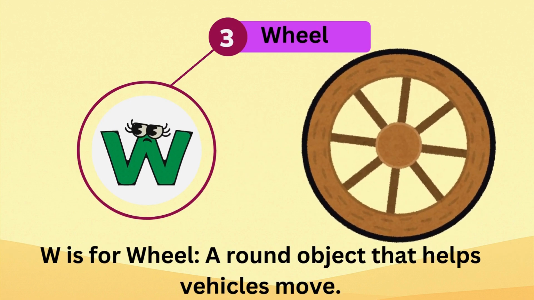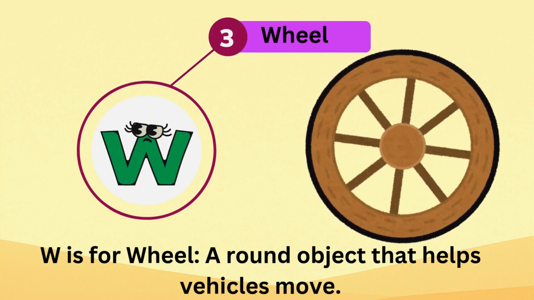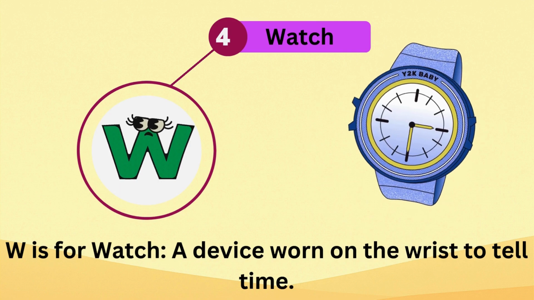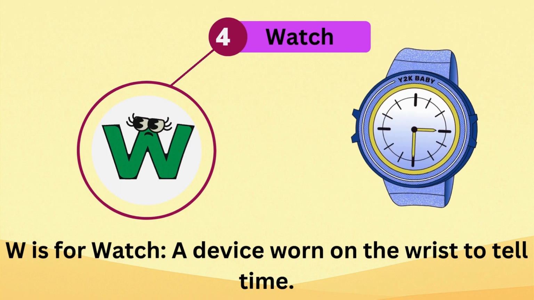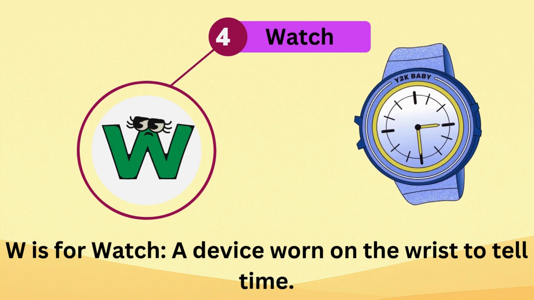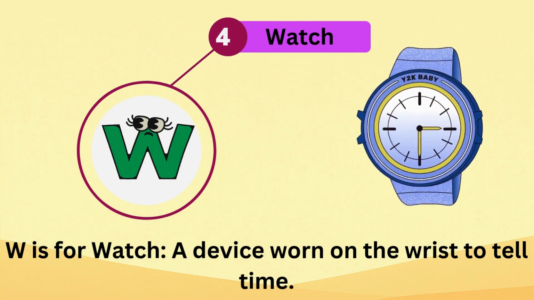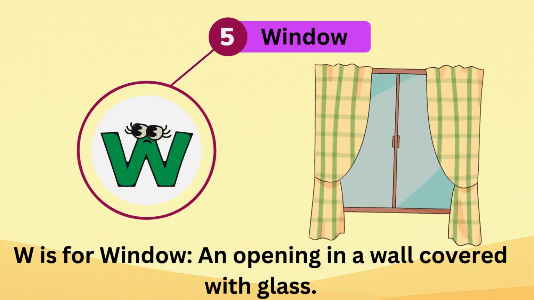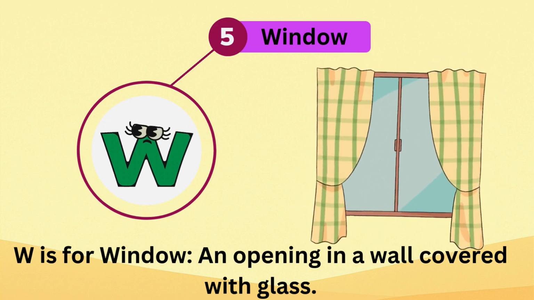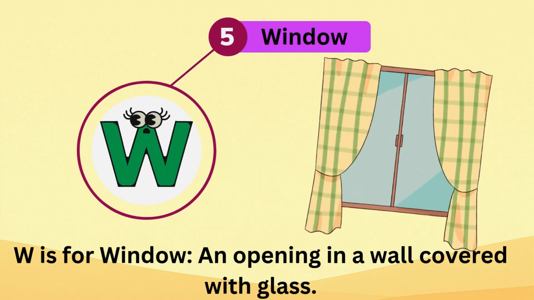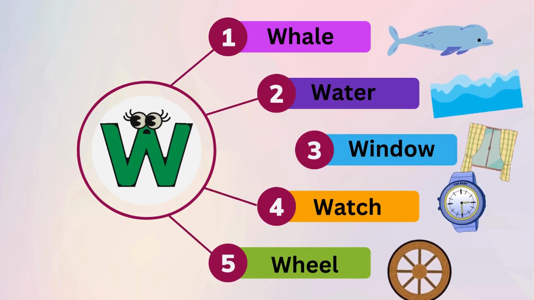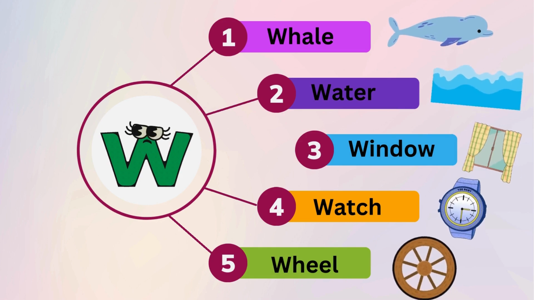W is for wheel, a round object that helps vehicles move. W is for watch, a device worn on the wrist to tell time. W is for window, an opening in a wall covered with glass. W is for whale, water, window, watch, and wheel.